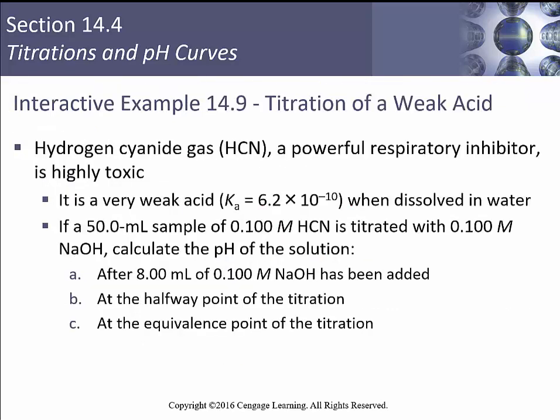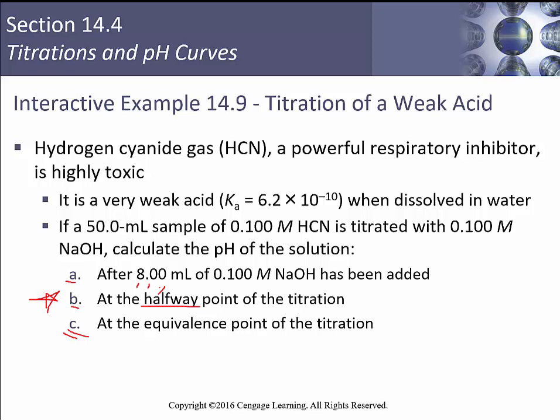Okay. So let's look at an example. Hydrogen cyanide gas, HCN, is a powerful respiratory inhibitor. It is highly toxic. It is a very weak acid. Our Ka is 6.2 times 10 to the minus 10 when dissolved in water. So if a 50 milliliter sample of 0.1 molar hydrogen cyanide is titrated with 1 molar sodium hydroxide, we're going to calculate the pH of the solution at three different points: after you've added in 8 milliliters of your strong base, at the halfway point, and this is a very special point, and at the equivalence point of the titration.